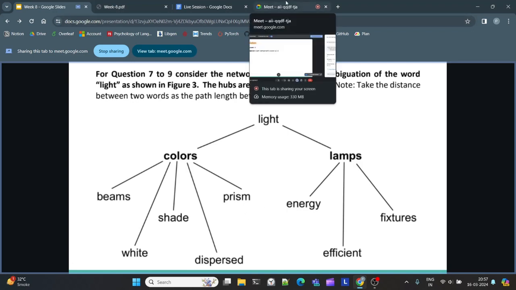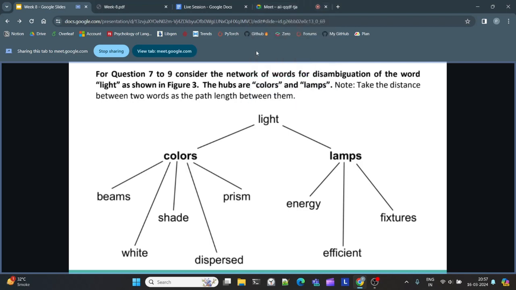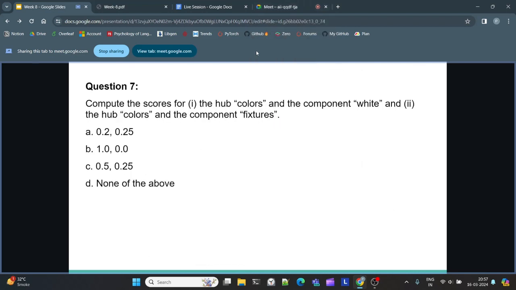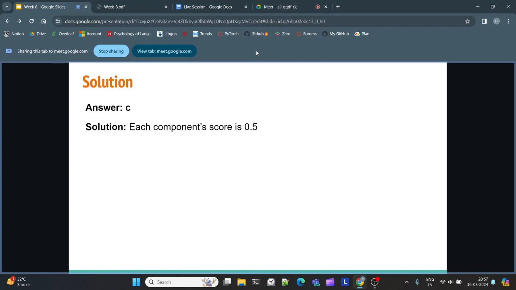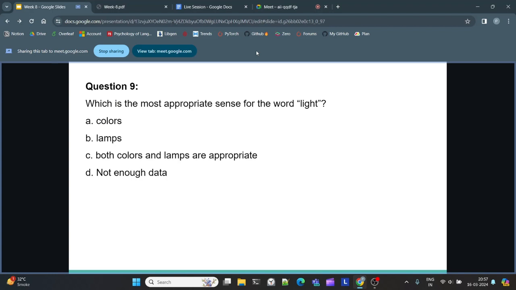Okay. So we're running out of time. We have one more problem for today, which is a continuation of this. Let's just quickly discuss that. Now, given that we have done all of these things, we need to say what is the most appropriate sense for the word light. So how do we answer that?